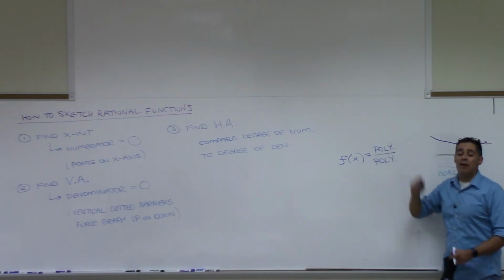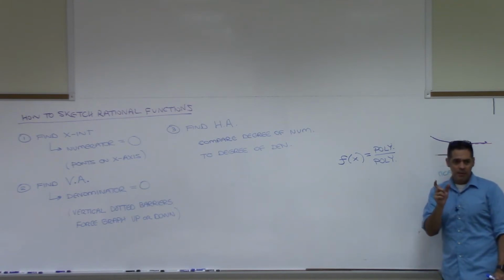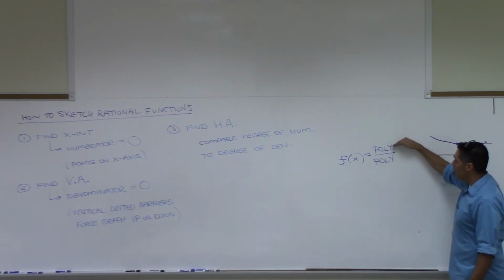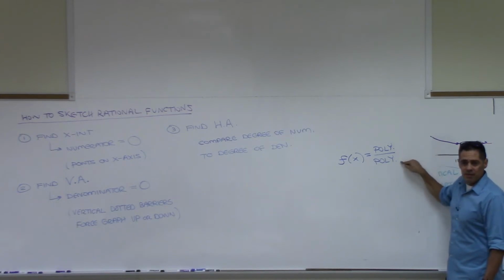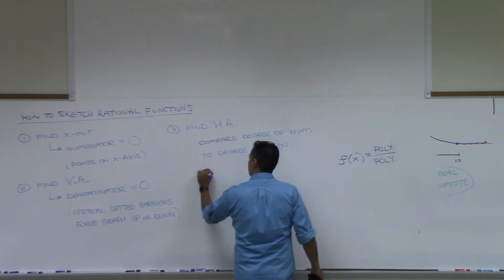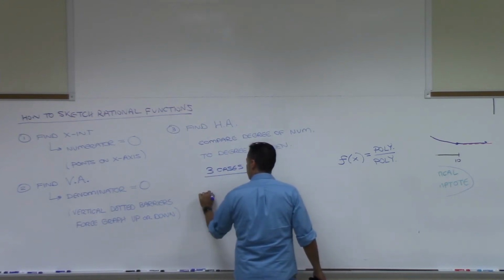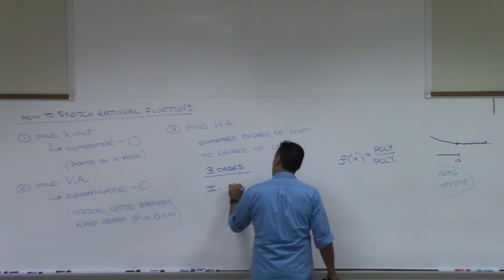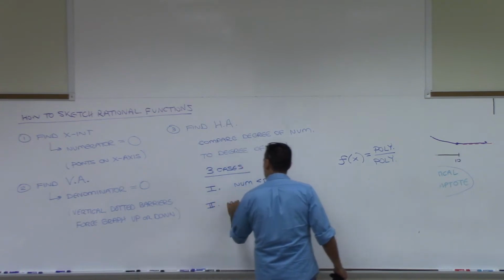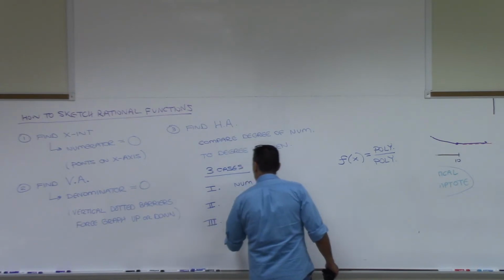What we're going to do is compare those powers. We have the power of the top and the power of the bottom. We're going to look at those two numbers and compare them. And when you compare two numbers, there are only three things that could happen. Either the numerator is smaller, the numerator is bigger, or they're the same. So you have three cases. The first case, case 1, is that the numerator degree is smaller than the denominator. The second case is that the numerator's degree is bigger than the denominator's. And the third case is that they're equal.